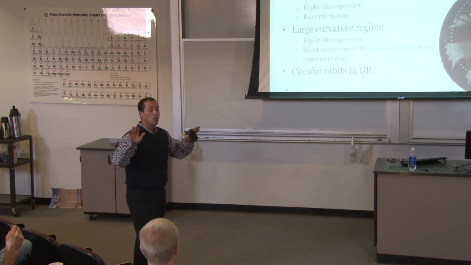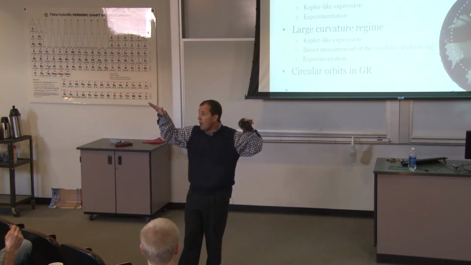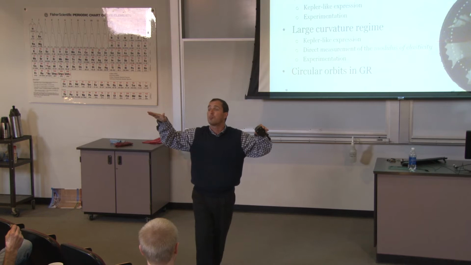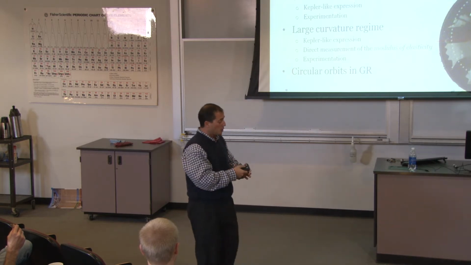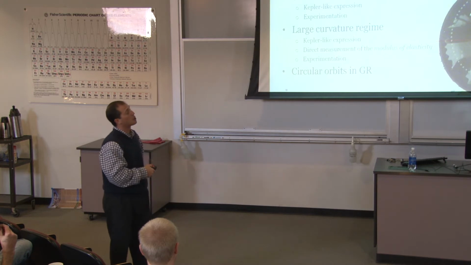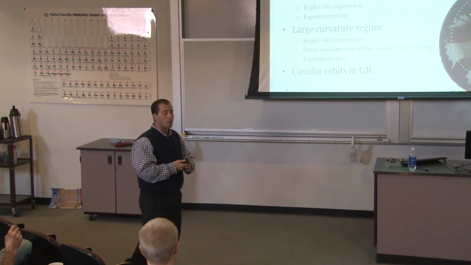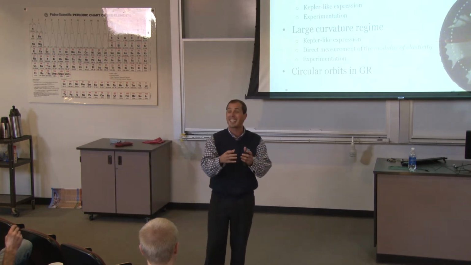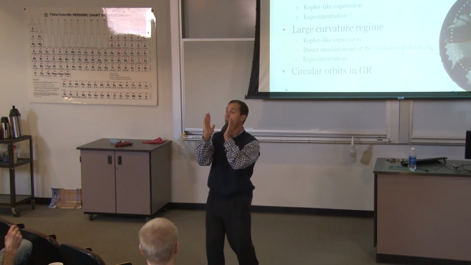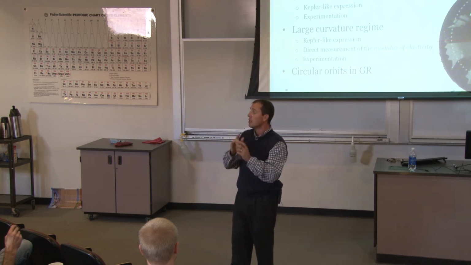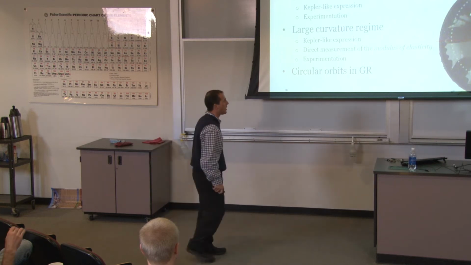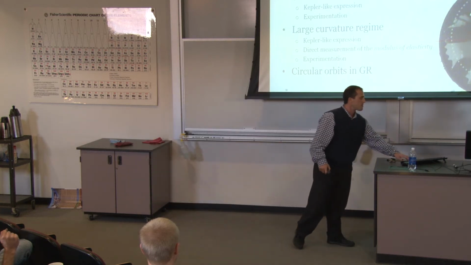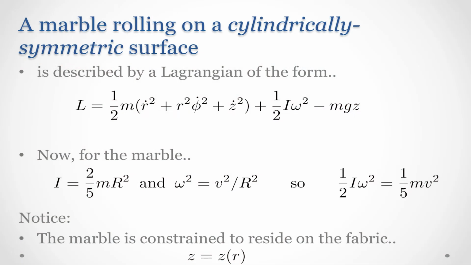What does that correspond to? The small curvature regime corresponds to where the warping of that fabric is small, so where the slope of the fabric is small. And then we're also going to come up with a Kepler-like expression in the large curvature regime. The large curvature regime is if I have a huge central mass in the center, the walls of that fabric are going to have quite a large slope. So when that slope is very large, I can also come up with a Kepler-like expression in that regime as well.